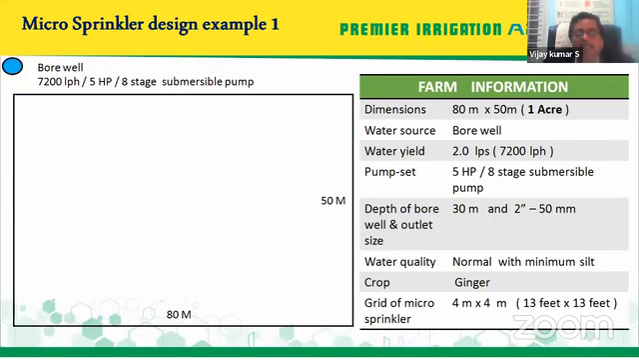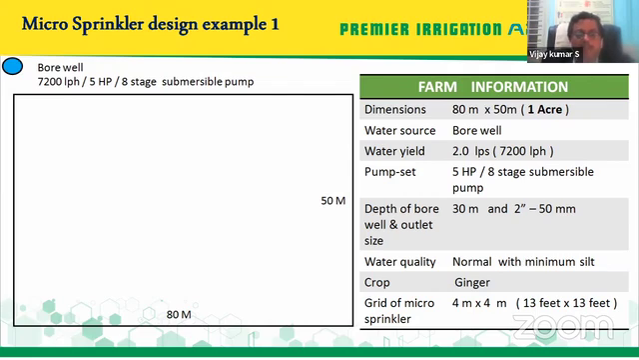Now let us look at example number 1. This is a micro sprinkler example, and let us look at the farm information that I have collected. The dimensions of this plot are 80 meters by 50 meters. The water source is a bore well with 7,200 liters of output, fitted with a 5 HP 8-stage submersible pump installed at a depth of 30 meters, and the outlet of that bore well is around 2 inch or 50 millimeter.